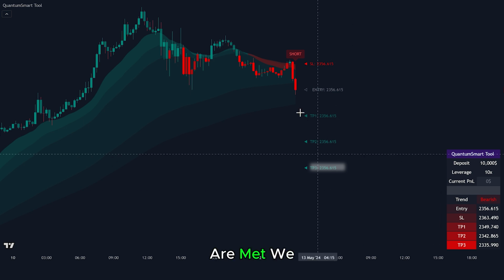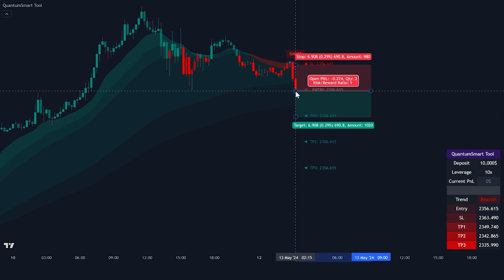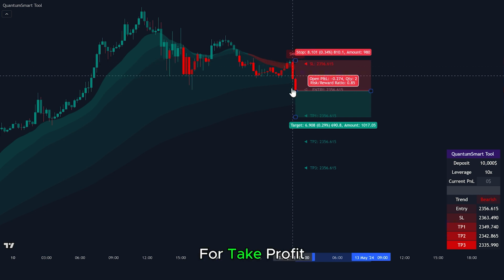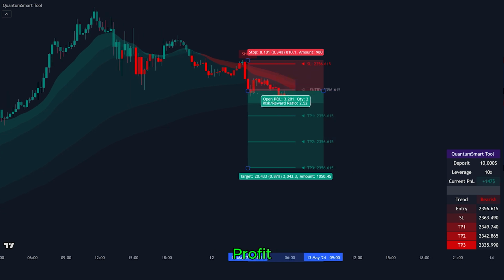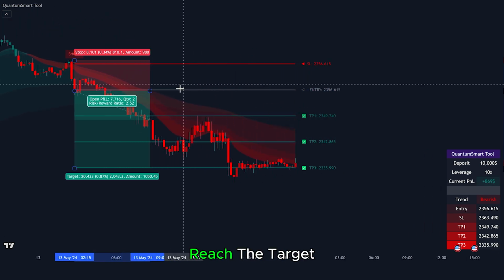Once all rules are met, we enter a short trade. We place our stop loss just at the mark zone. We then aim for take profit 3 to follow through on the trend. This trade would have ended in profit as price continued to drop and reach the target level.